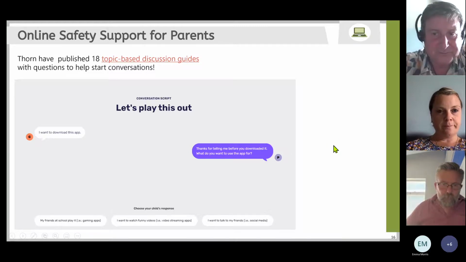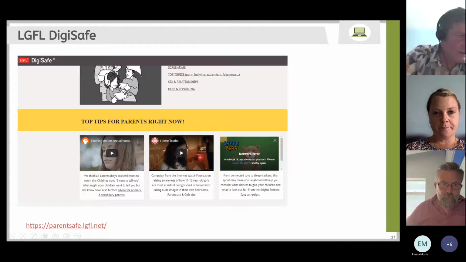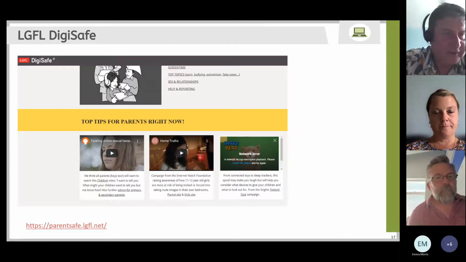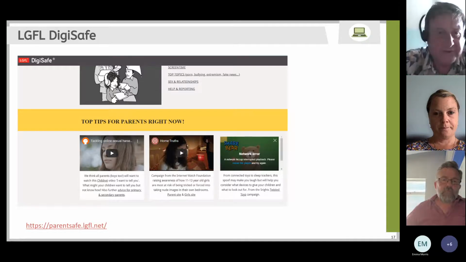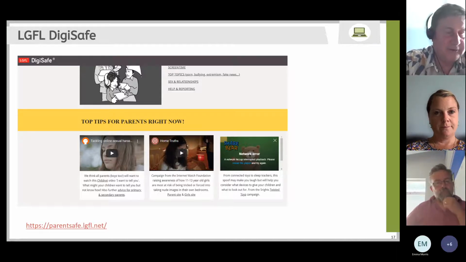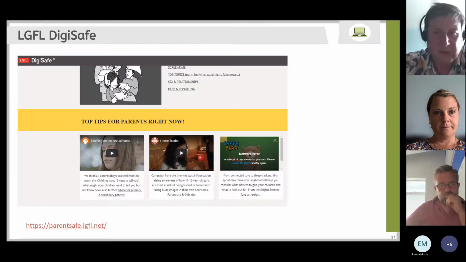with their children. Another site that I think is quite useful to use from time to time is LGFL DigiSafe. That's London Grid for Learning. You don't have to subscribe to LGFL to be able to access DigiSafe. There are some top tips in there for parents, and there's also stuff for teachers as well. So it's a useful site when you're hunting around for resources to support parents or to support your online safety curriculum.